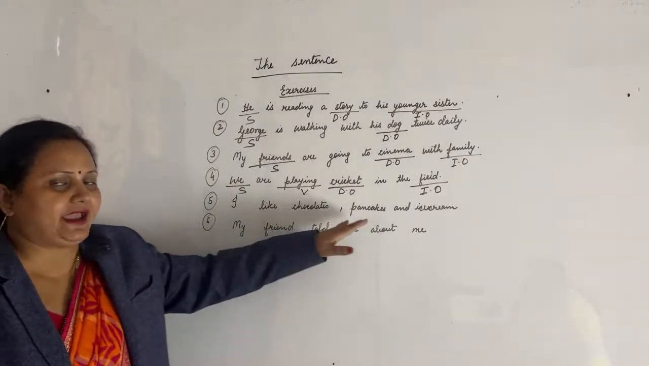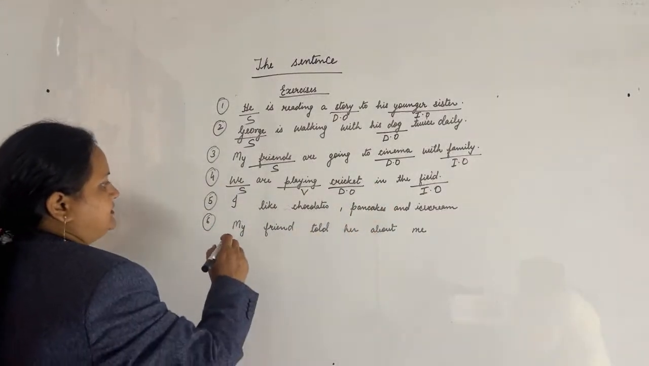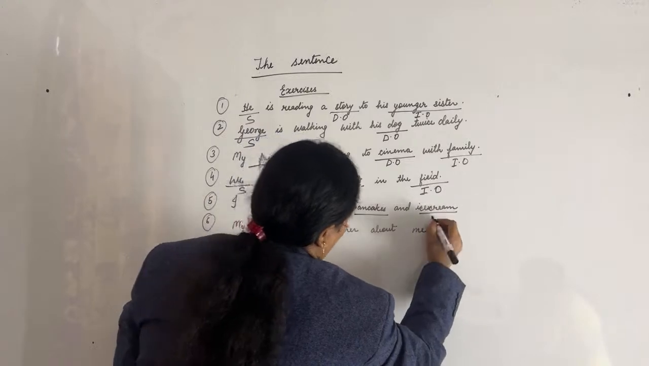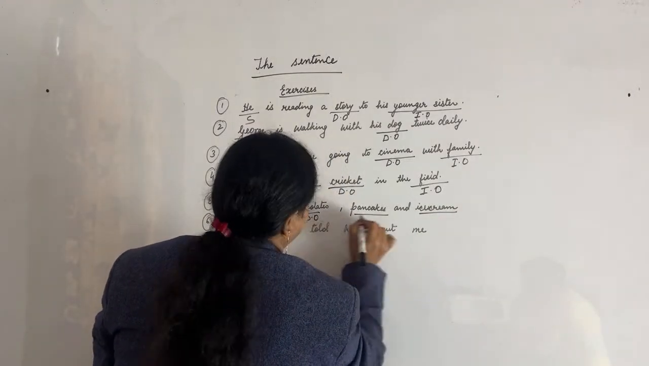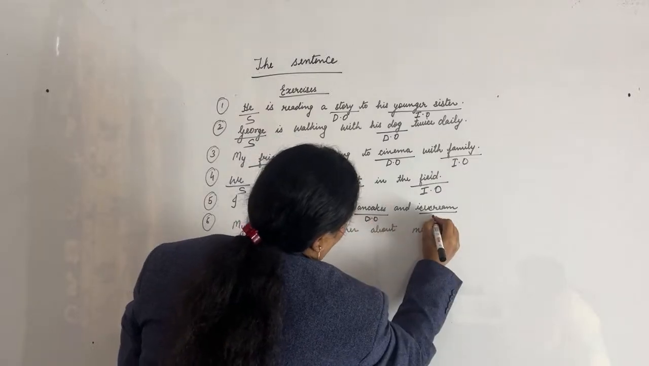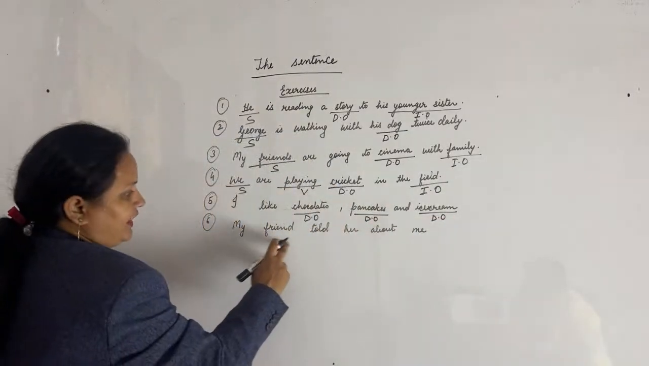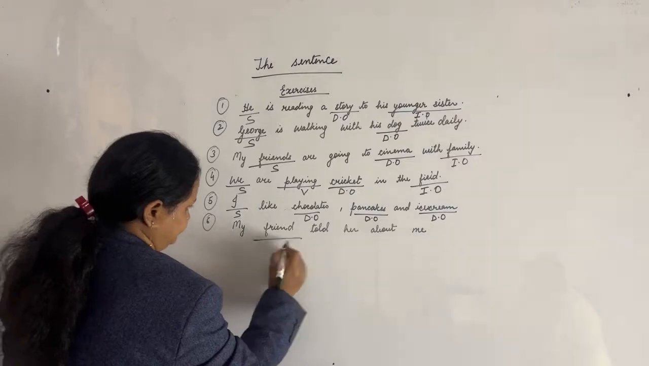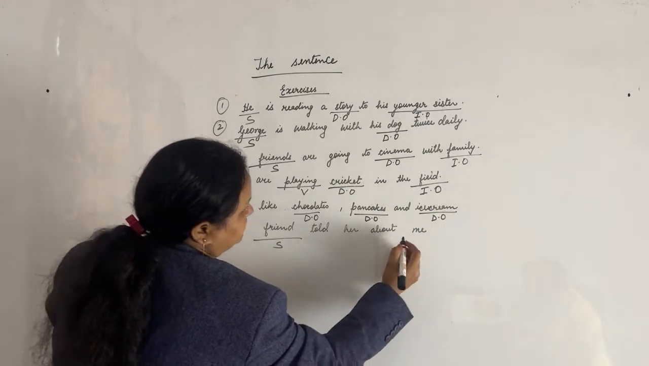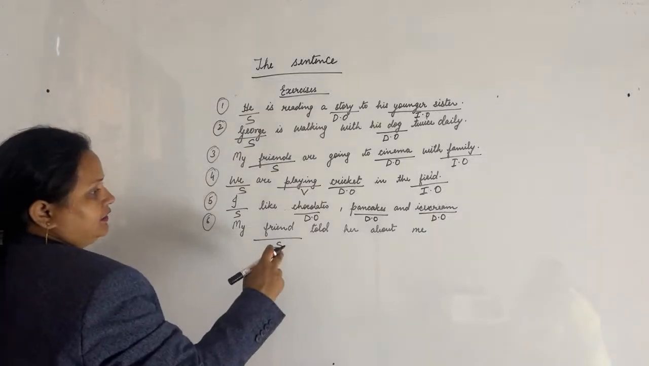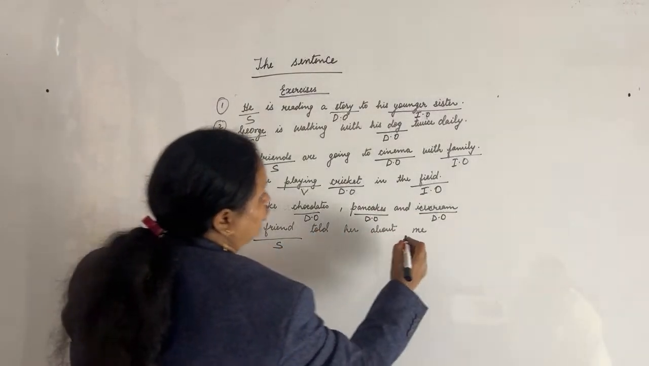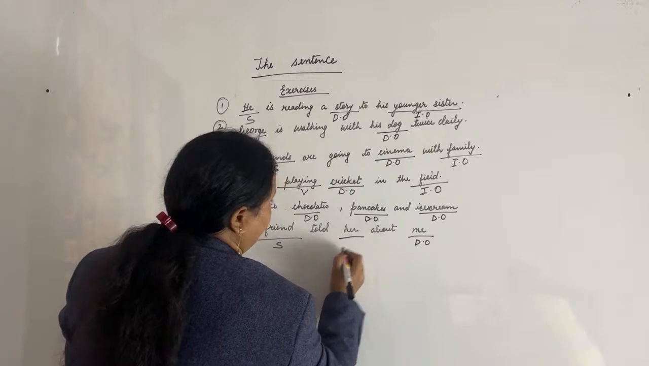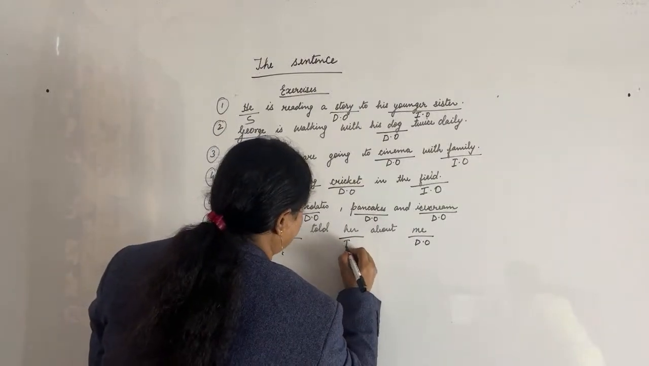I like chocolates, pancakes and ice cream. In this sentence, all the three, chocolates, pancakes and ice cream, are direct objects. My friend told her about me. My friend is subject. My friend told about whom? About me. So me is direct object. And to whom did she tell? She told her. So her is indirect object.